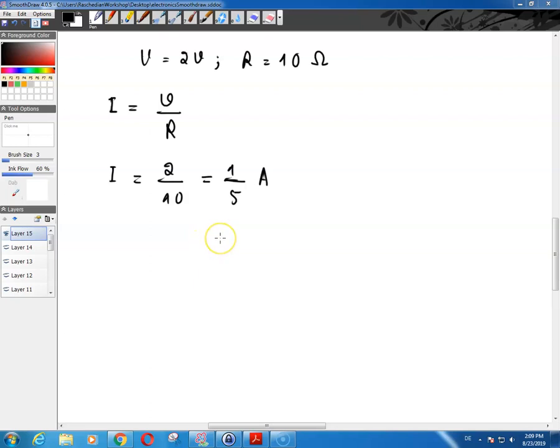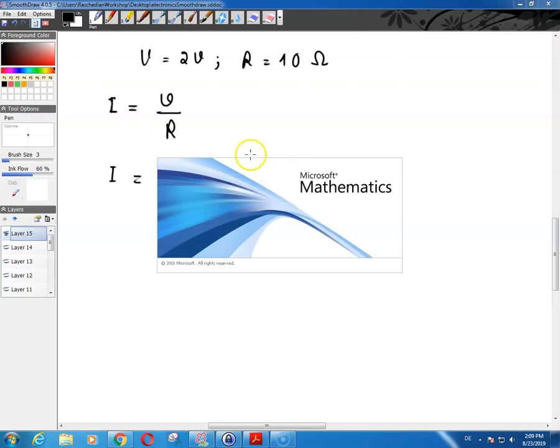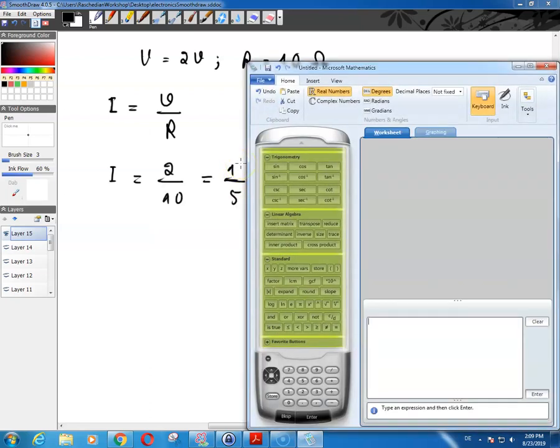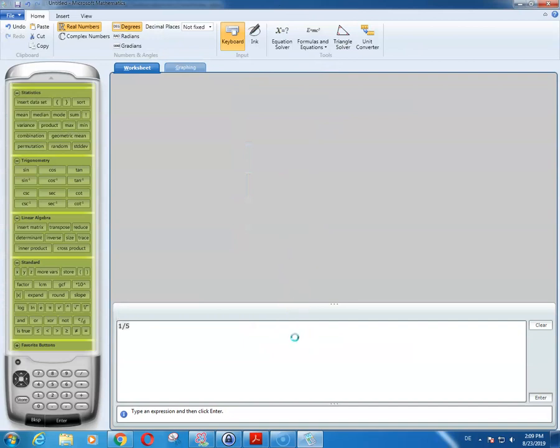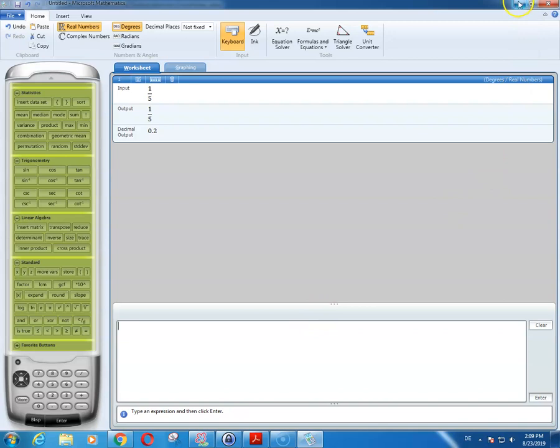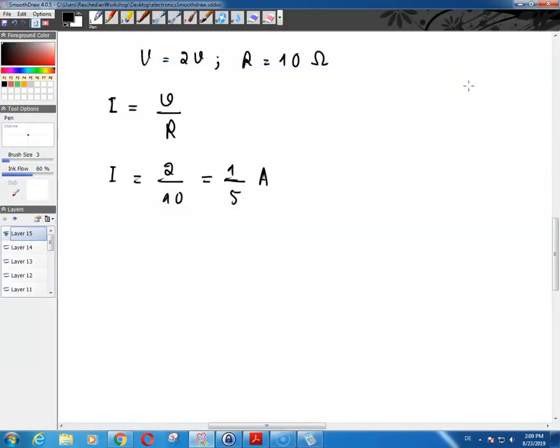You need to learn basically these fractions. You need to learn them, for mathematics, for physics, and everywhere you will need them, and I do need to do the same thing as well. I never took the time to learn or to memorize these fractions. So 1 divided by 5 is equal to 0.2 amps, which is the same thing as 200 milliamps, for example.